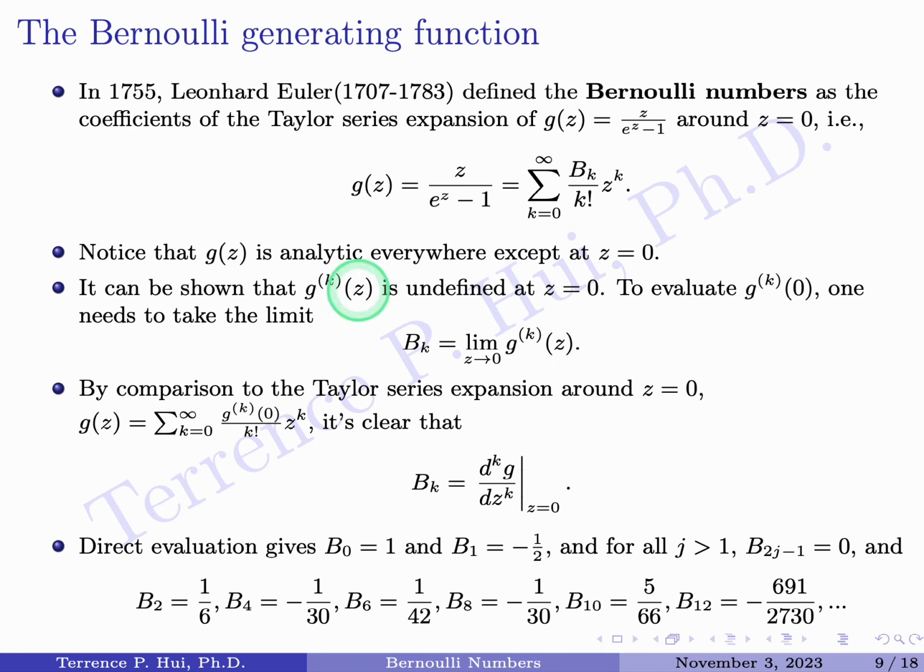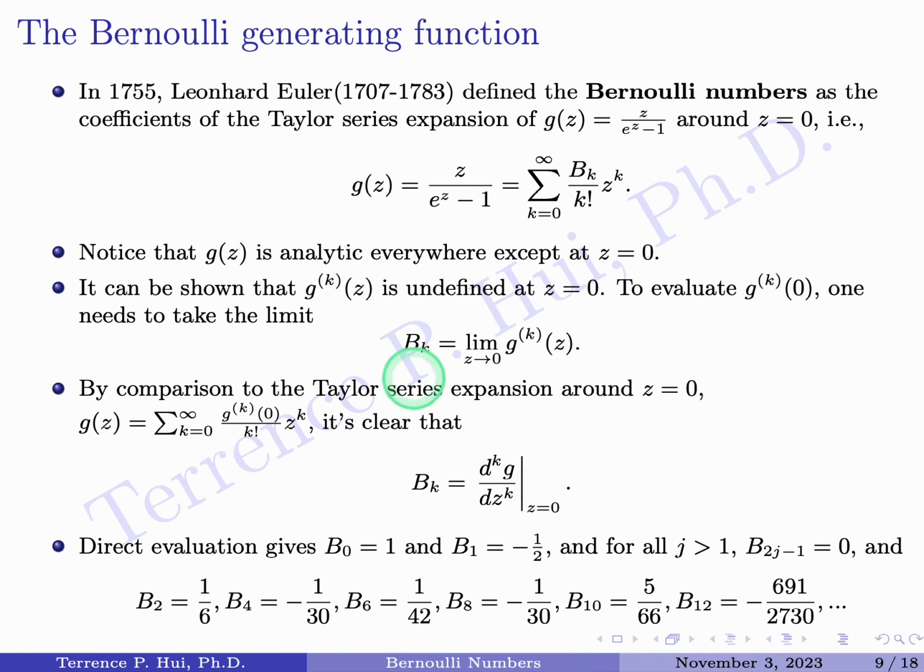In fact, if you take this expression and you keep differentiating it, you'll notice something. Every derivative, first derivative, second derivative, third derivative, etc., is going to involve something divided by e to the z minus 1, which makes it undefined at z equals 0. And yet, in order to calculate all these b sub k's, to isolate b sub k, I need to take these derivatives and set z equal to 0. But I can't do that. I cannot just evaluate it.